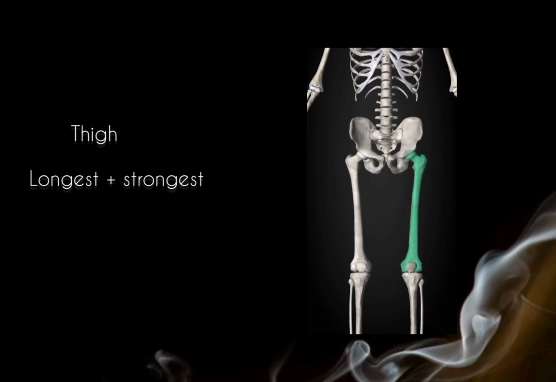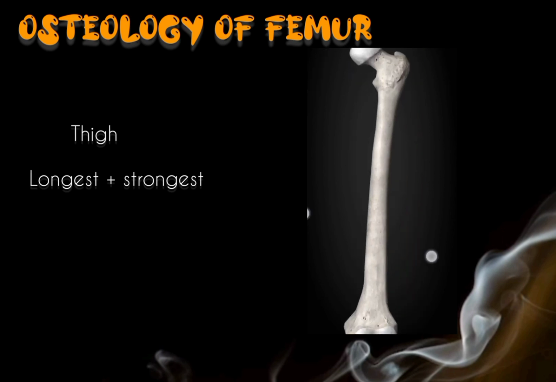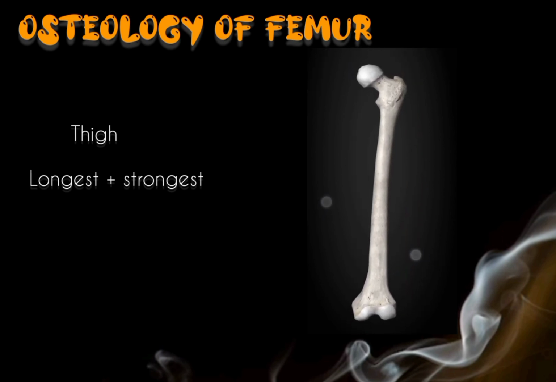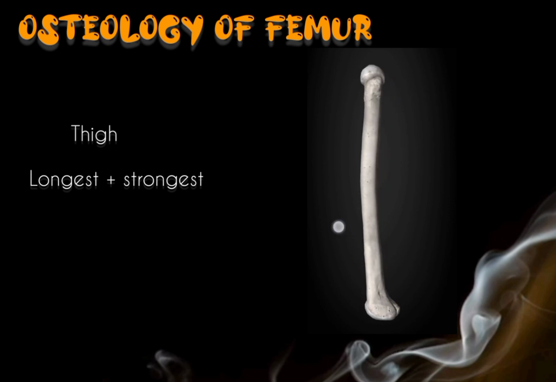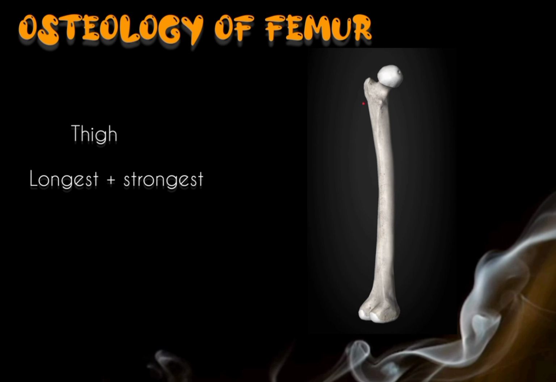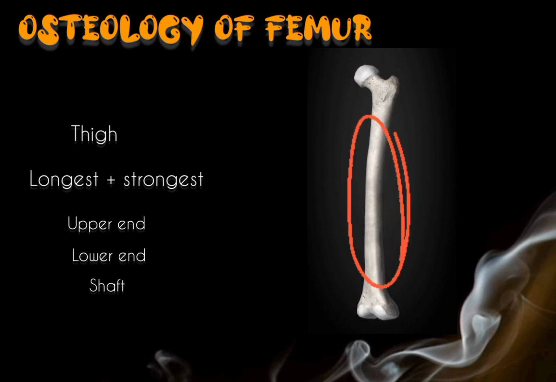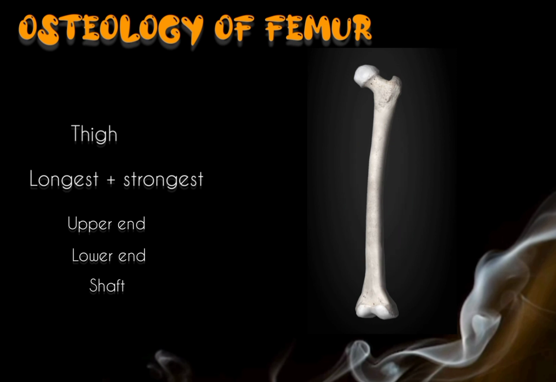Now let's isolate the femur bone so we can differentiate it and learn about its osteology. So here is the femur bone all alone. Like any other typical bone, the femur bone has an upper end, a lower end and a shaft. The shaft of the femur bone is very long in comparison to all the other bones in the body. Therefore, it is the longest bone in the human body.